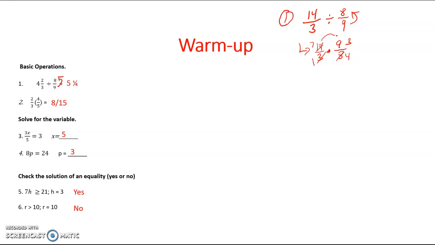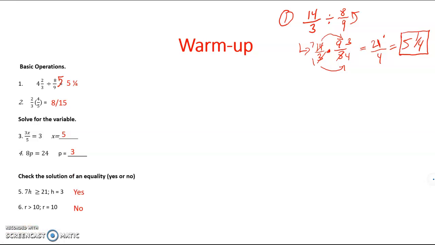Okay, now multiply and I get, so 7 times 3 is 21. 21 fourths, right? And that equals, if I simplify that, I would have 5 and 1/4. Right, so 5 and 1/4 is my answer. All right, let's go on to number 2.